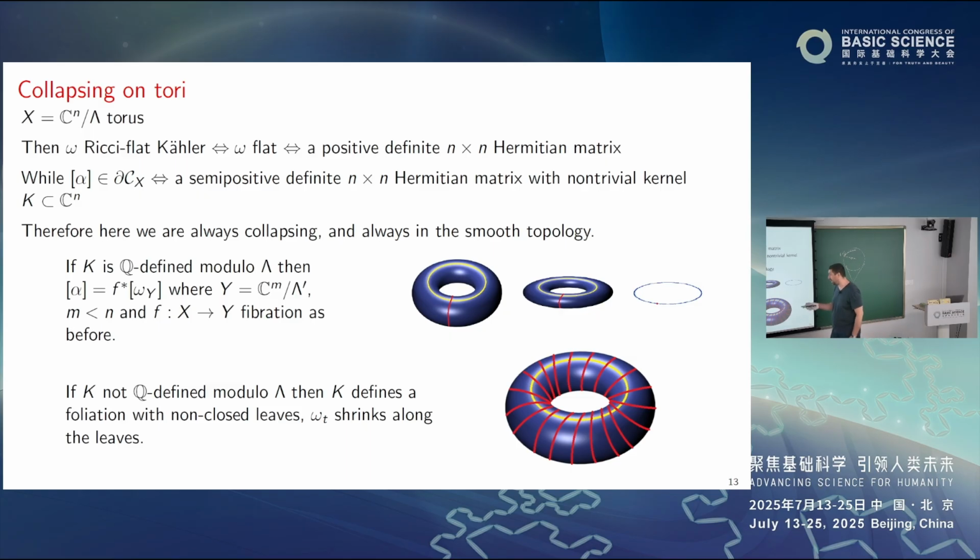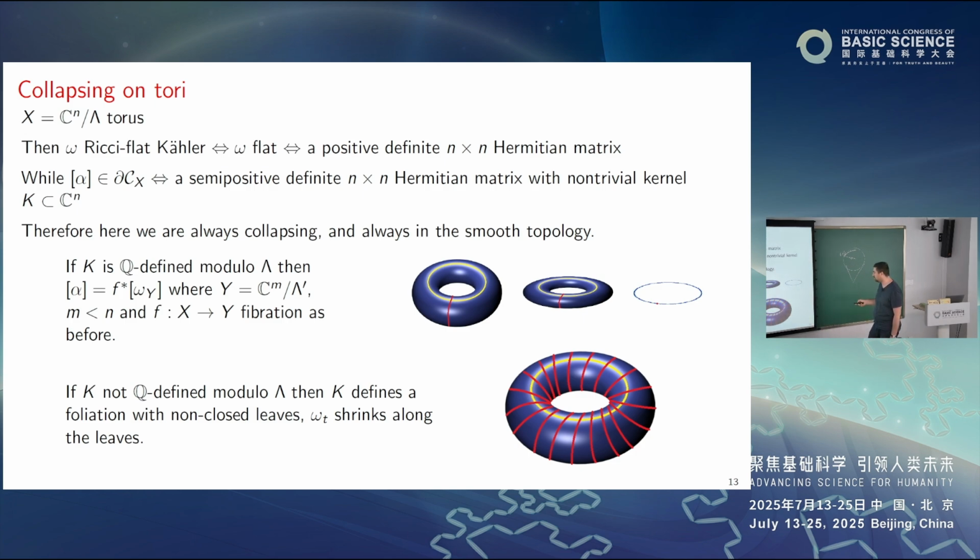But you have the other case, exactly what I was interested in now, right? The case where it's not semi-ample. This is the case where the kernel is not rationally defined modulo the lattice. So then you have this linear subspace in Cn. You can think of it as a distribution in the tangent space of the torus. And this distribution defines a foliation, a holomorphic foliation, and the leaves are not closed. So it's a foliation with non-closed leaves.